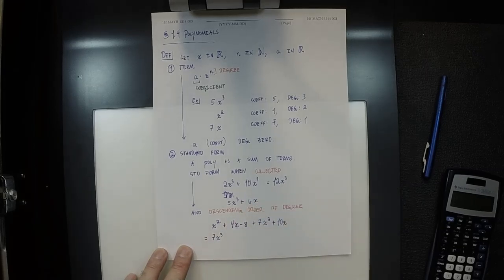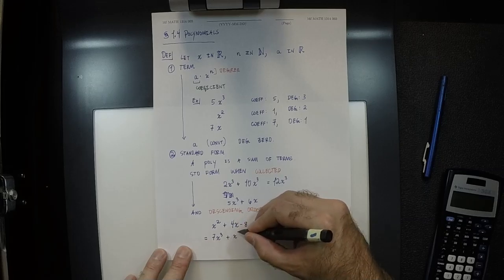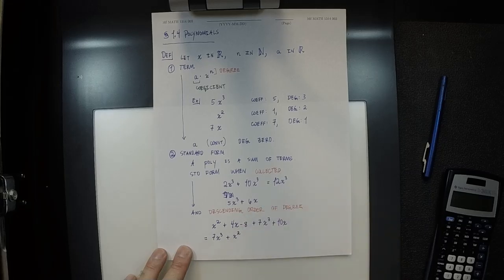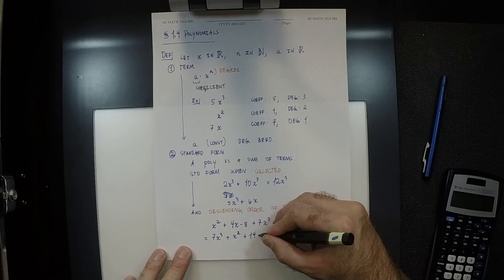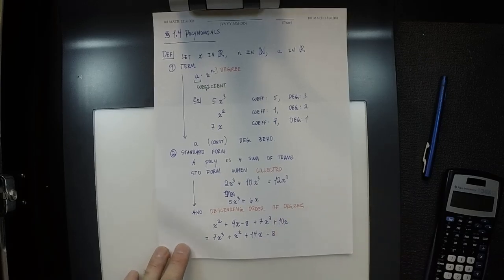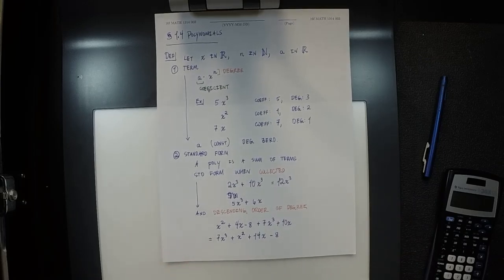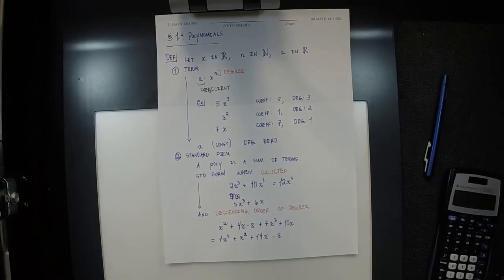So what is the highest? 7x cubed. And do we have any other cubes besides this term? No, just that one. So 7x cubed. And what's the next highest? x squared. How many terms are squared? Just that one. So x squared. What's the next highest? x. How many altogether do we have? 14, because we have 4 of them here and 10 more of them there. And then what's next? Minus 8. So this is in descending order of degree and collected. So this is in standard form.